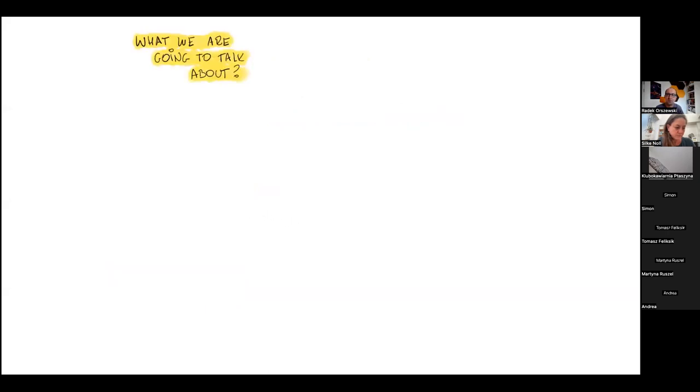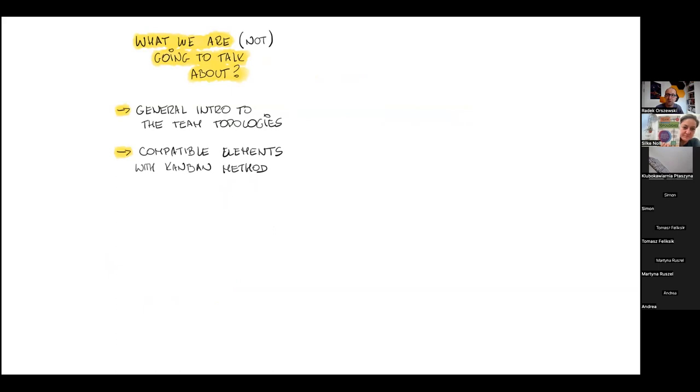So let me start with what we're going to talk about and what we are not going to talk about. I'm managing your expectations. I will give you a very general intro to Team Topologies. I'm not going to distill the whole book, I leave that for you, but I will cover some topics. I will cover some compatible elements between Team Topologies and the Kanban method precisely. I will talk about an evolutionary approach to organizational design, because organizations are made of teams.